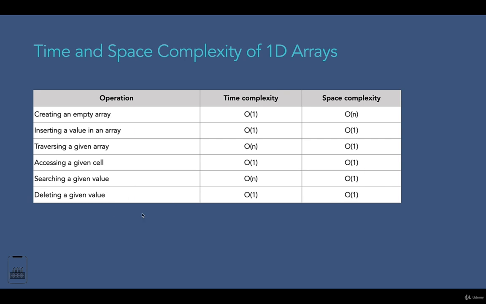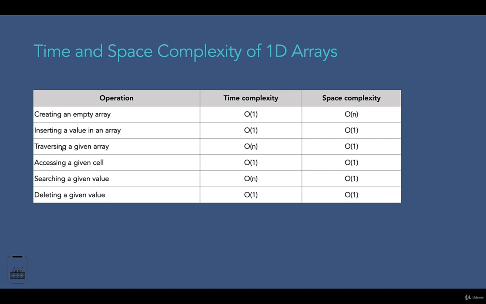Now the last operation is deleting a given value from an array. As we said before, we cannot delete any given cell from the array. We can just change the value of this cell to the default value. In many cases the default value will be the minimum integer value in Java. The value of minimum integer is -2 to the power of 31. So in this case we are just updating the cell value to the minimum integer value. That's why it will take O(1) time complexity.